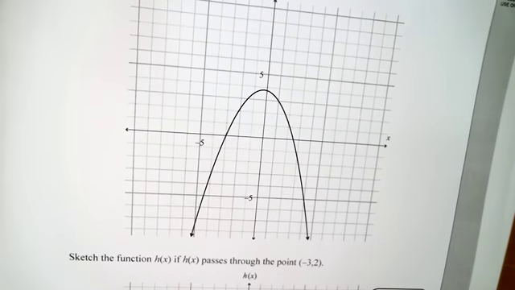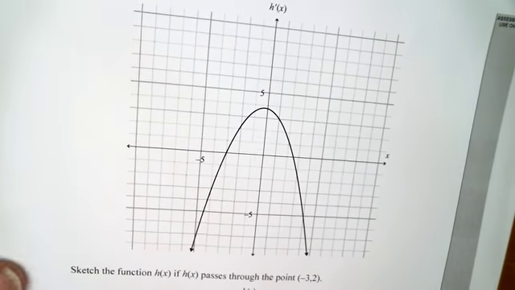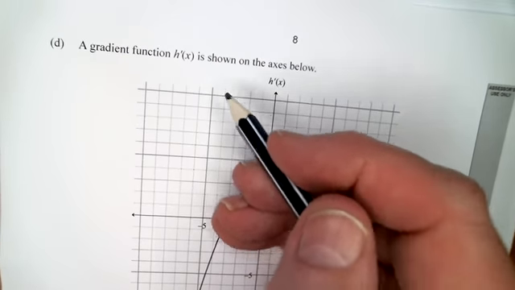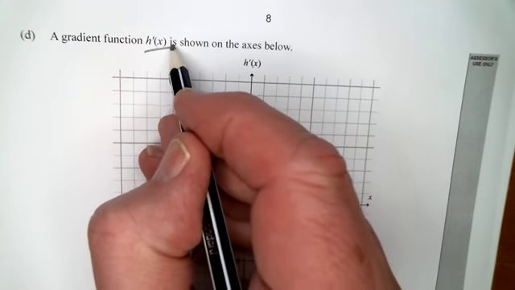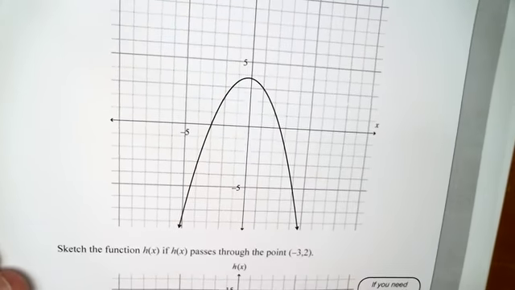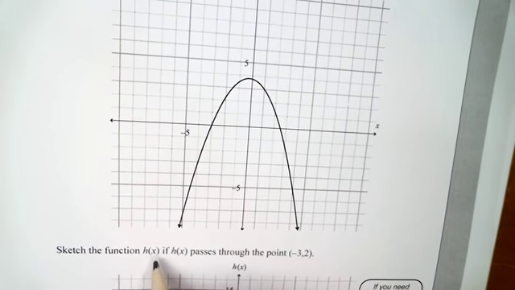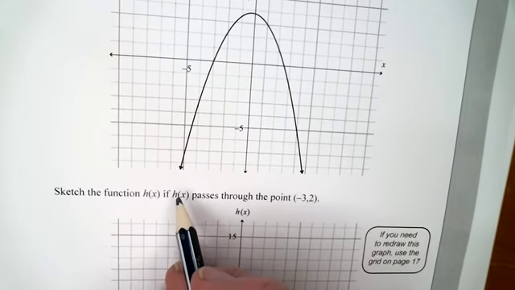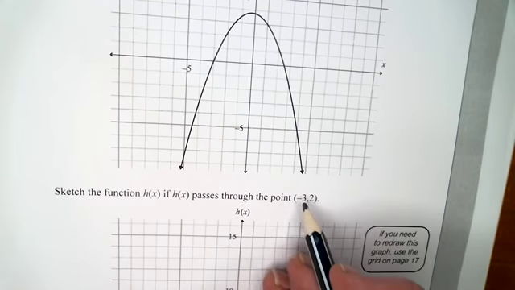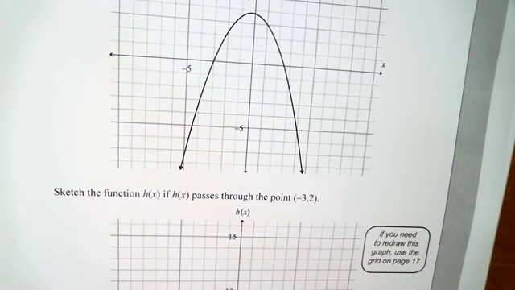All right, so let's have a look at question 2d. Now this is a gradient function. This is h prime x. Here it is. And it says sketch the graph of h of x, in other words, the original function. H of x passes through the point negative 3, 2. So first of all, let's identify the key points that we know and what we can handle at this time.